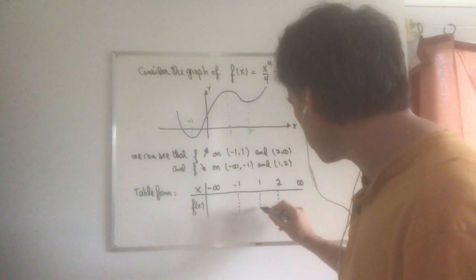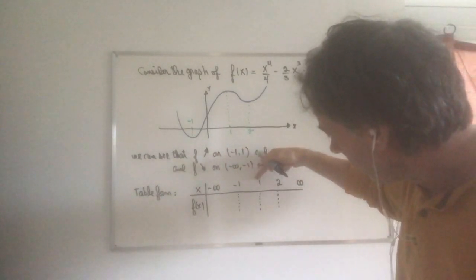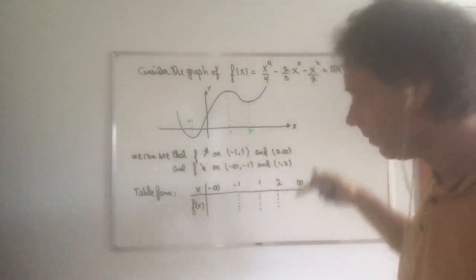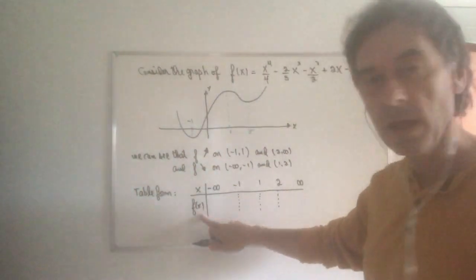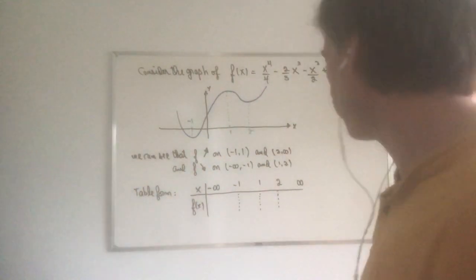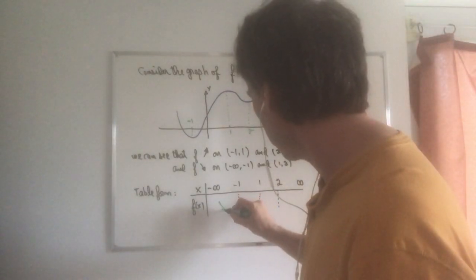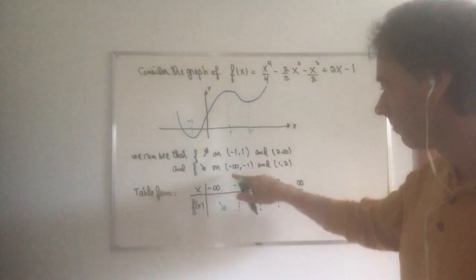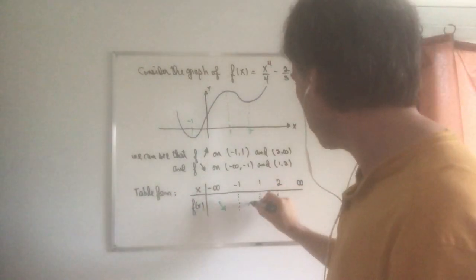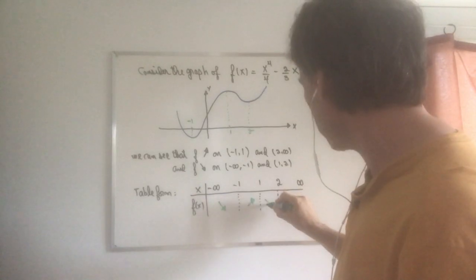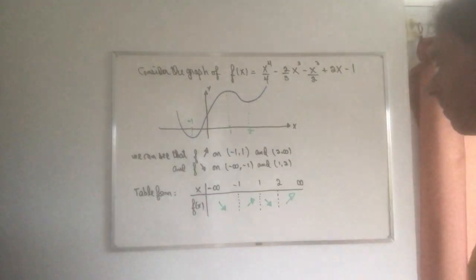Okay, so these actually stand for -infinity to -1, then -1 to 1, then 1 to 2, and then 2 to infinity. And what I can do is I can put arrows in the line for f of x. That's going to tell me if I'm going up or if I'm going down. So from -infinity to -1, I am decreasing, right? Then from -1 to 1, I am increasing. Then from 1 to 2, I am decreasing. And from 2 to infinity, I am increasing again.